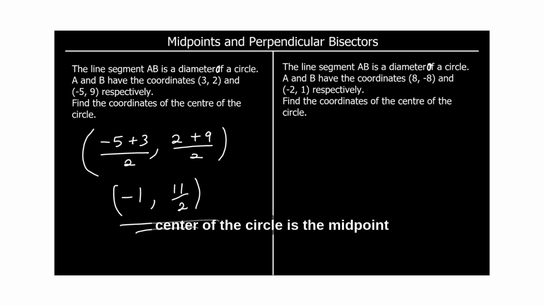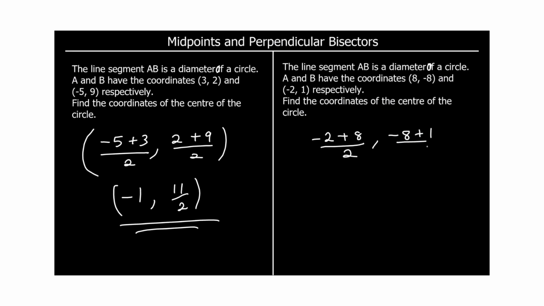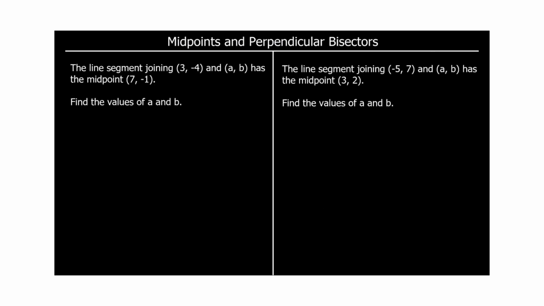The center of the circle is the midpoint of the diameter, so add up the x's and half them. Add up the y's and half them. So we have 3 and -7 over 2. The line segment joining 3, -4 and AB has the midpoint 7, -1. Find the values of A and B.